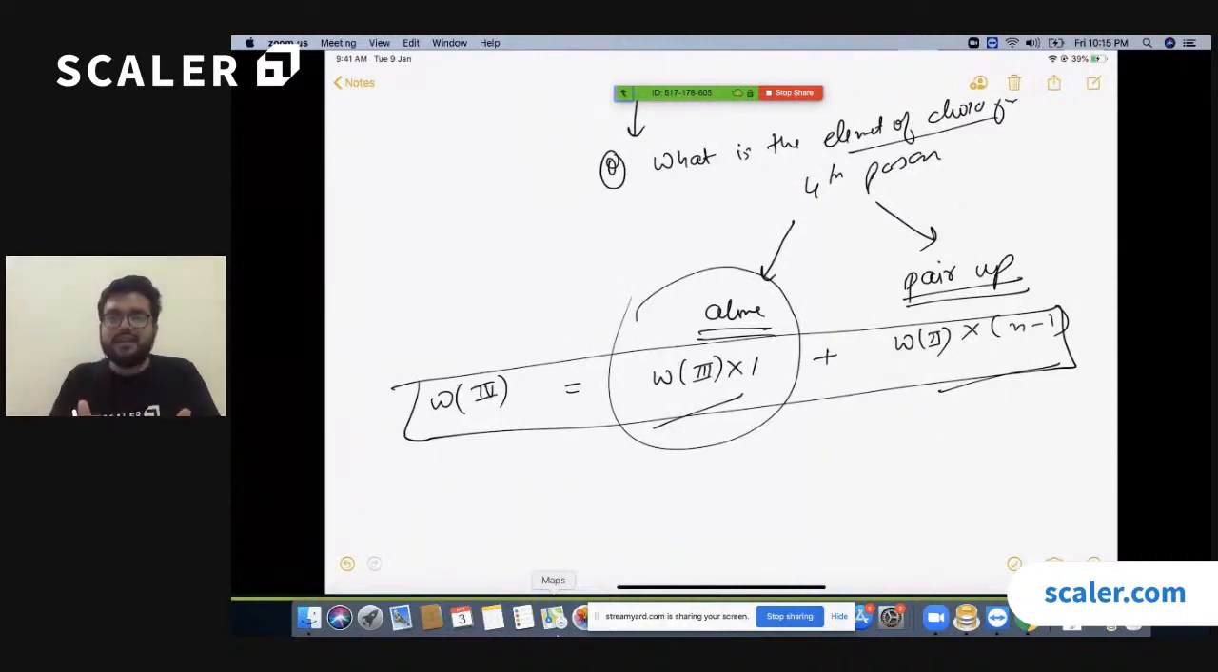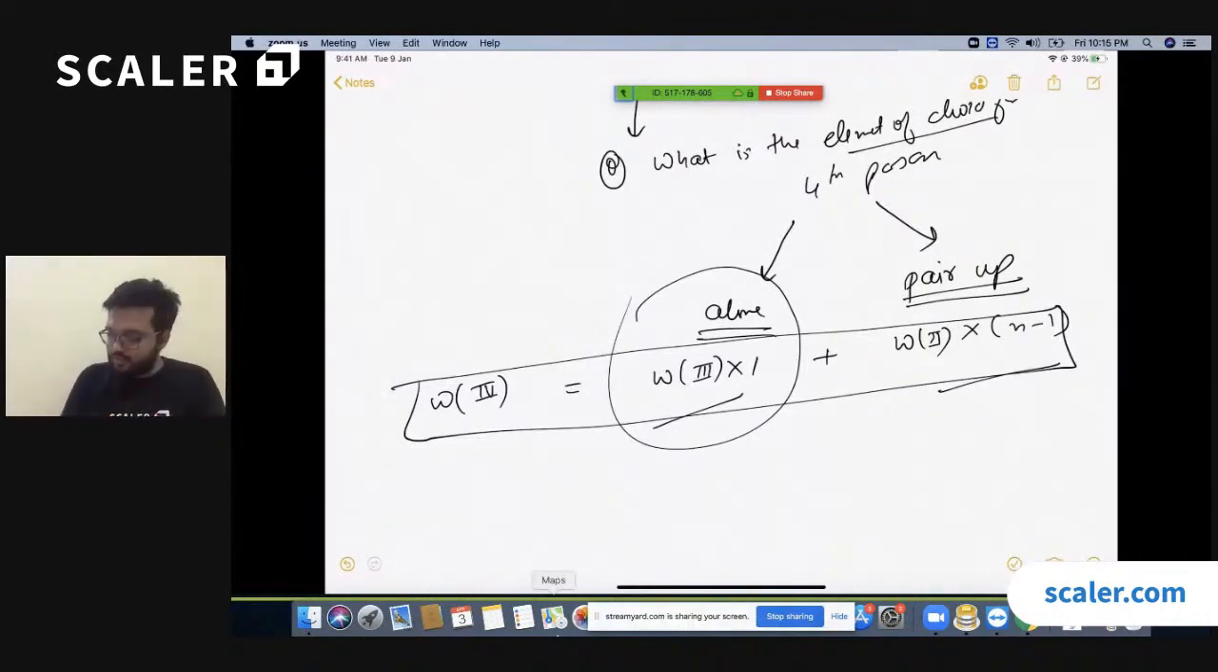What do I mean by saying mutually exhaustive? Mutually exhaustive means that there is no data point which is outside these two options, because the fourth person can either choose to enjoy alone or he can pair up. There is no other option. So these two are mutually exhaustive as well. Whenever you see cases being mutually exclusive and exhaustive, you can just add them up to get the final answer.